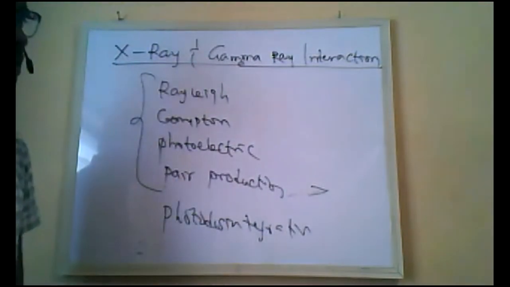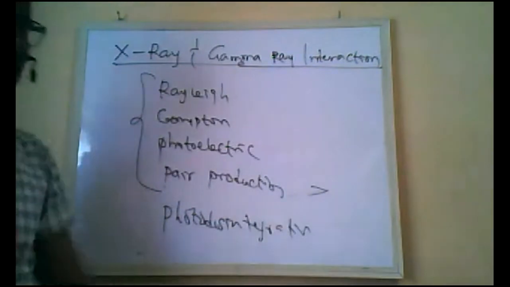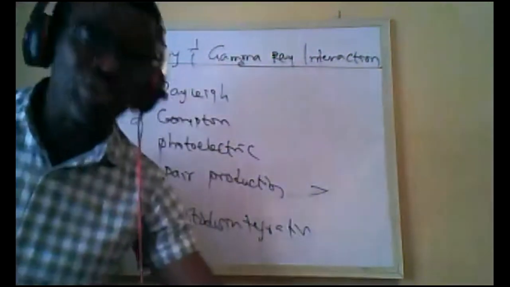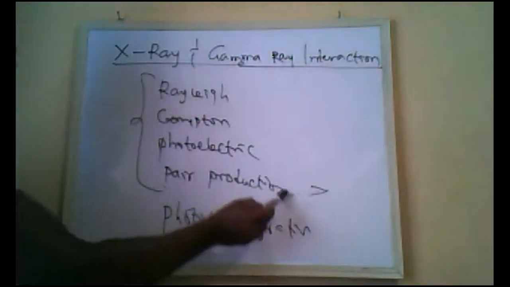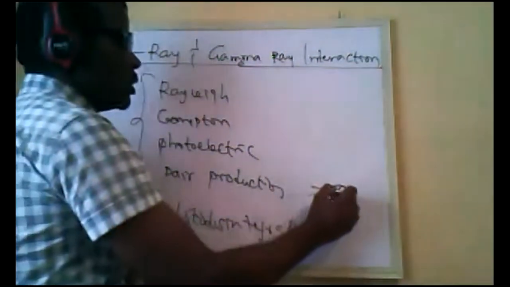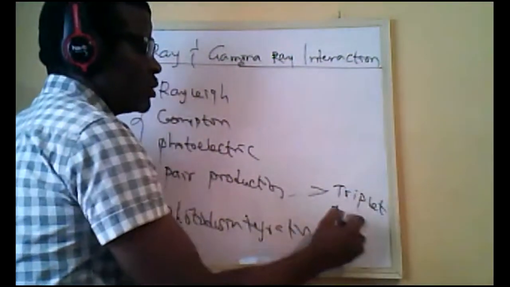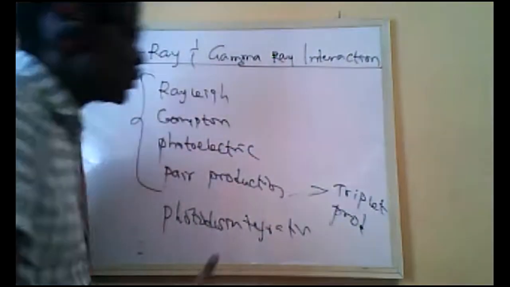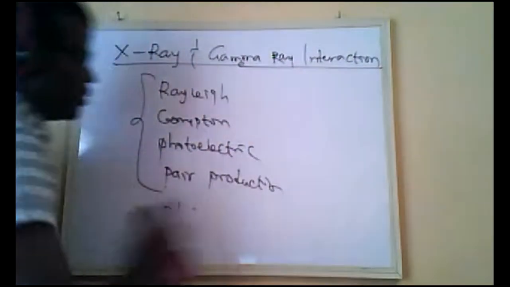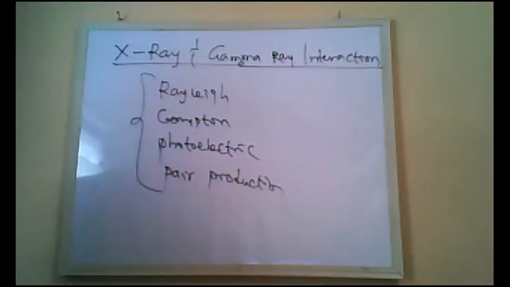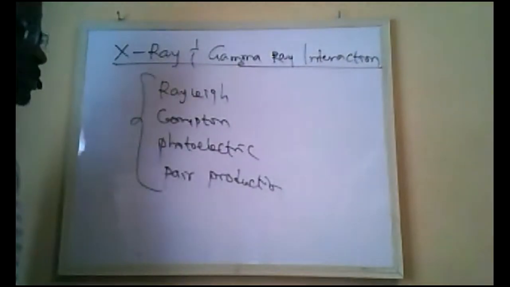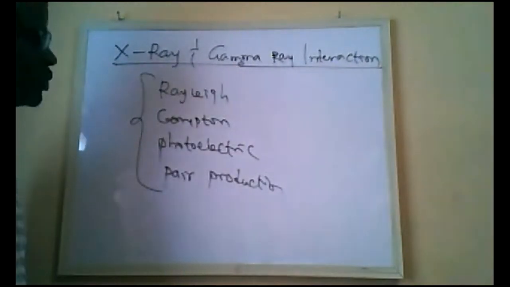The atom just splits into some other fragments, very close to what we know in nuclear fission. So we don't need that. Then we also have what we call triplet production, which we might just briefly look at. But these are the major interactions of X-ray or gamma ray we encounter in radiology, of course, and also in radiotherapy.